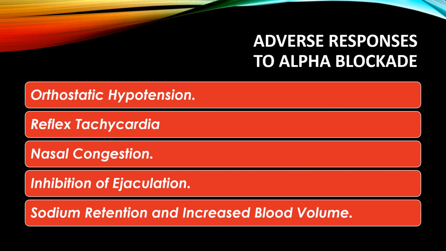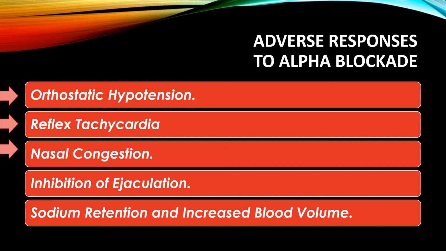So here are the adverse responses to alpha blockade. First is orthostatic hypotension, which is the most serious adverse response to alpha adrenergic blockade. Next would be reflex tachycardia. Alpha adrenergic antagonists can increase heart rate by triggering the baroreceptor reflex.